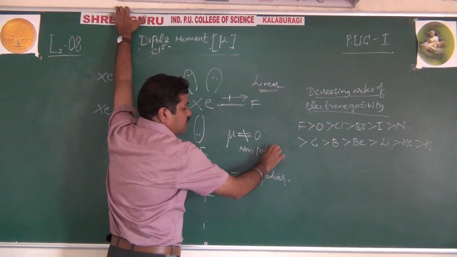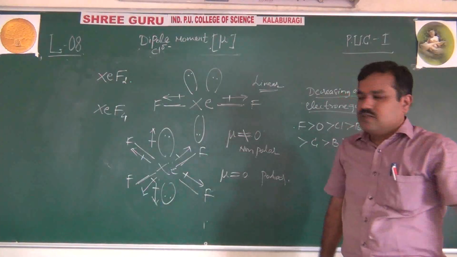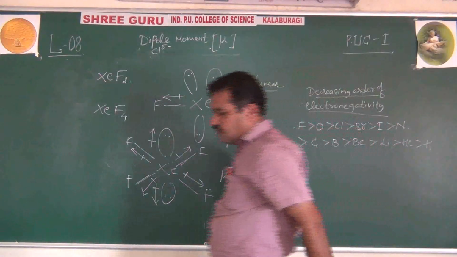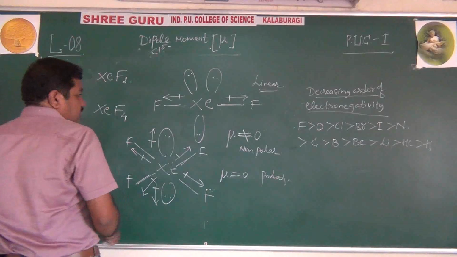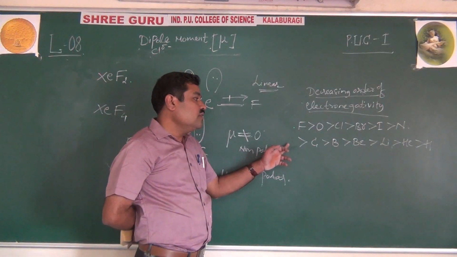Like this, some exceptional examples are very important for CET purposes. These are compounds of xenon. Like this, you can go for so many examples. Please note this one; you have to know it very perfectly.